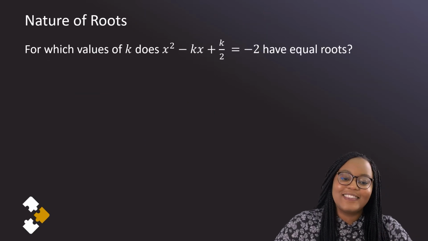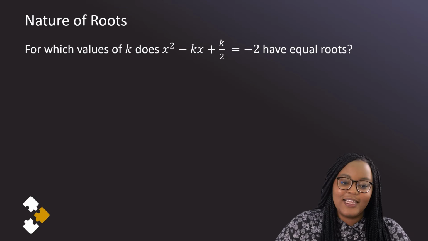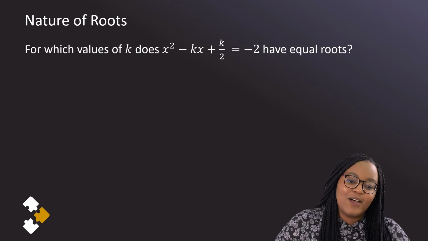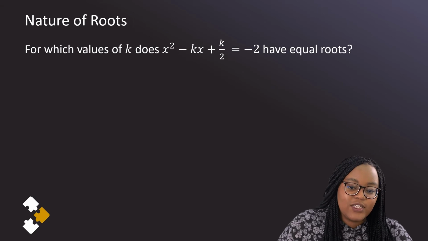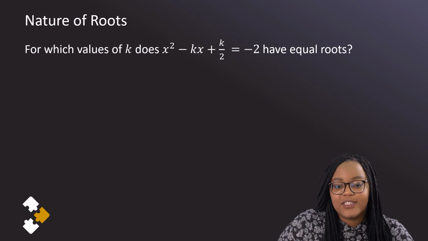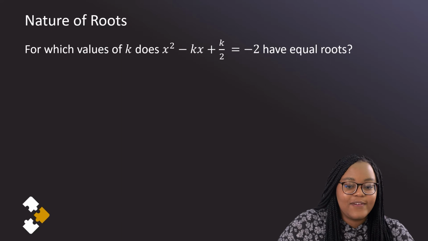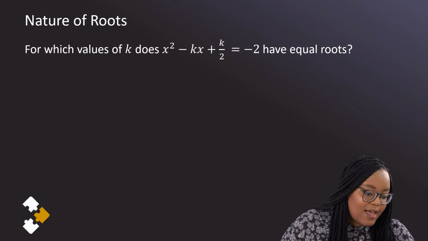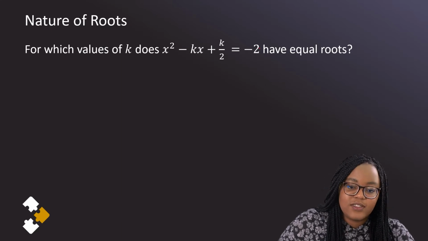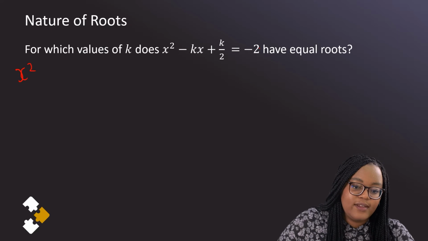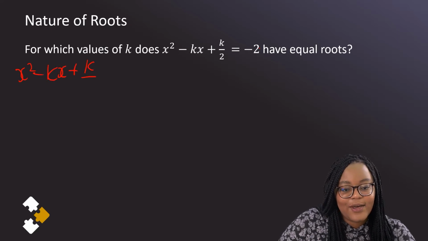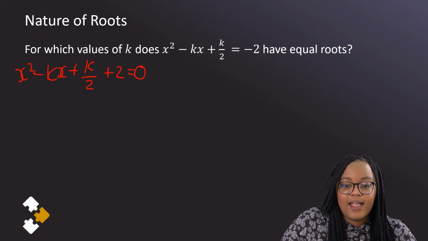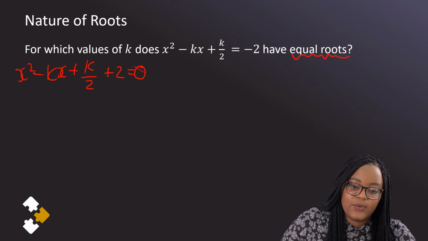Okay, let's do a practical example using nature of roots. In this example, we're going to be finding the values of k for which this equation has equal roots. The equation being x squared minus kx plus k over 2 is equal to negative 2. First, I'm going to equate all of this to 0. So x squared minus kx plus k over 2 plus 2 is equal to 0. And they're asking us the values for which this equation has equal roots.